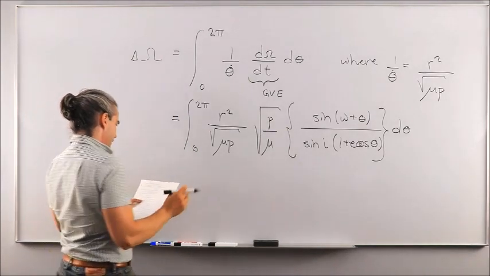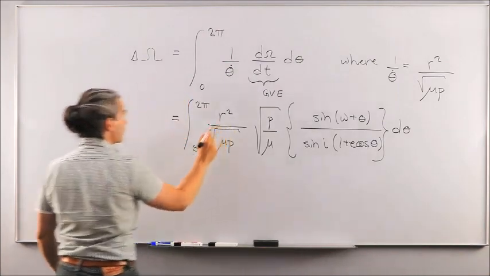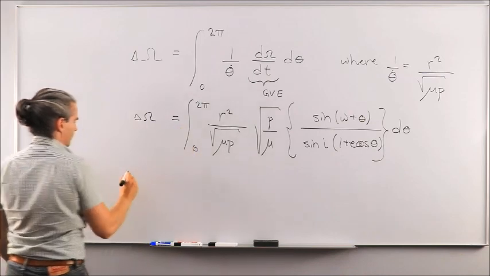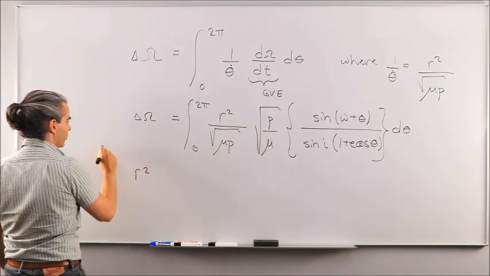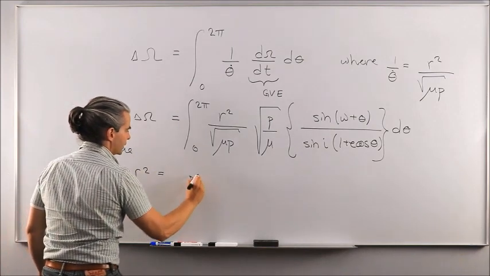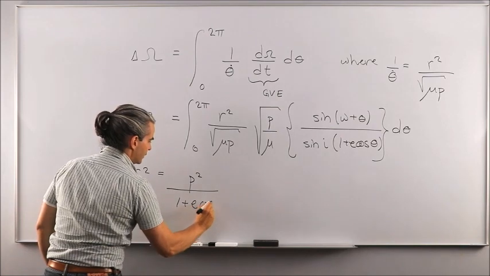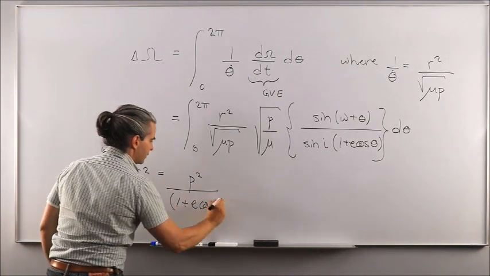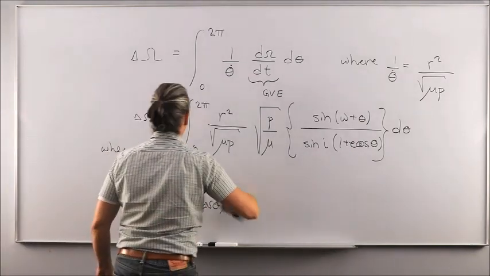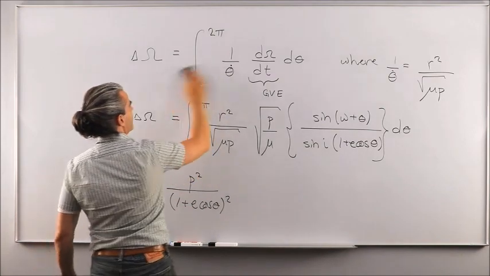All right. So how can we further simplify this? Well, we know that r squared can be written in terms of the orbit equation, where r squared is p squared over (1 plus e cos theta) squared. So what we can do is substitute this for the r squared in that equation here.